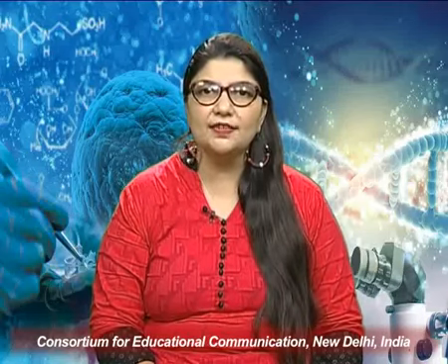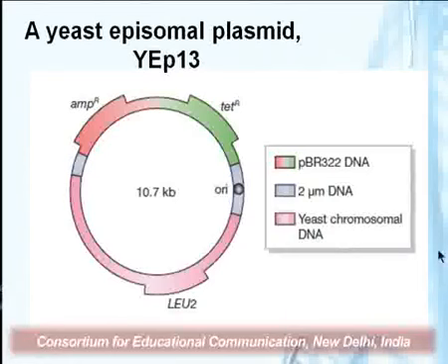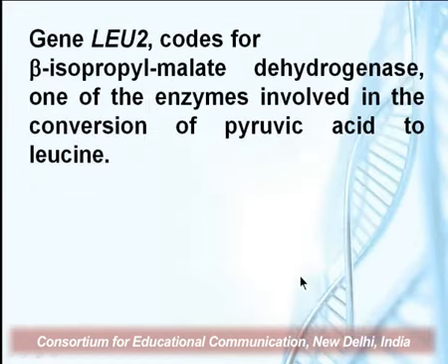An example of a yeast episomal plasmid is shown here, which is a YEP13 molecule, and this YEP13 molecule, as you can see, contains the important genes and the origin of replication. So it has a resistance gene for the marker and other different genes which are present.